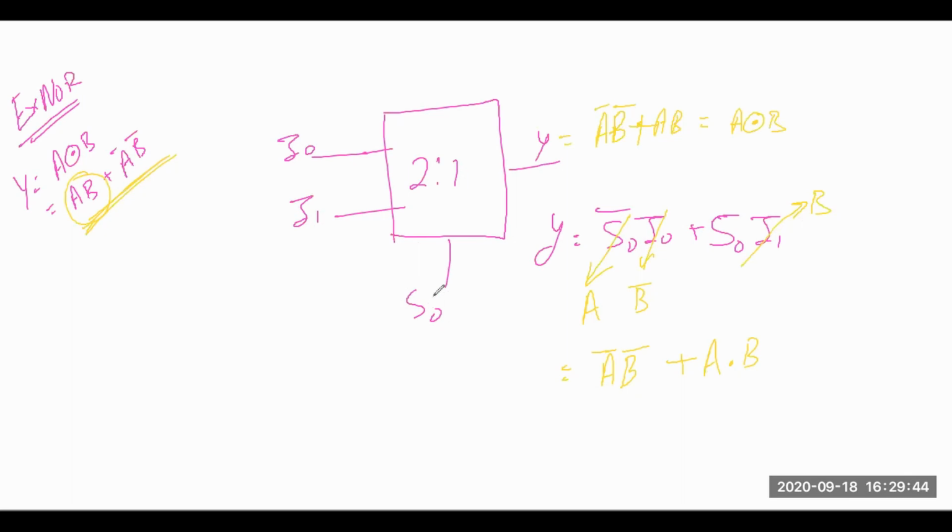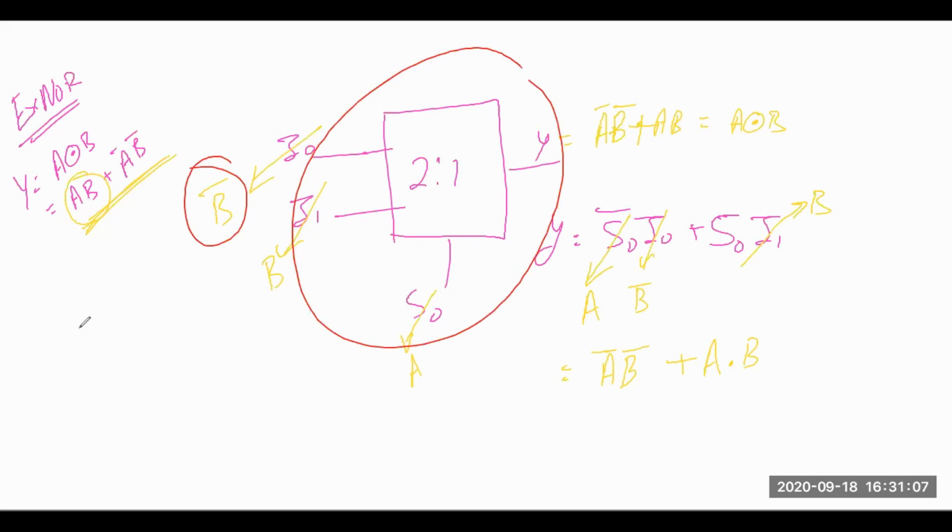So what you need to do is take S0 as A, I0 as B bar, and I1 as B. If you take it in this manner, then you will be able to implement the two input XNOR gate. And in the same way, if somebody asks how many 2 is to 1 multiplexers are required, your answer will be 2, one for this, and second is this.